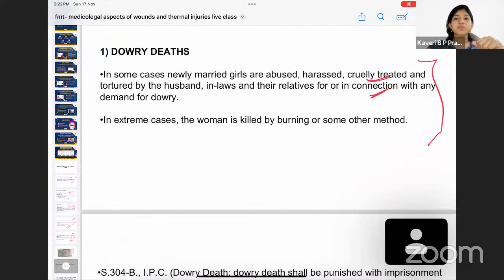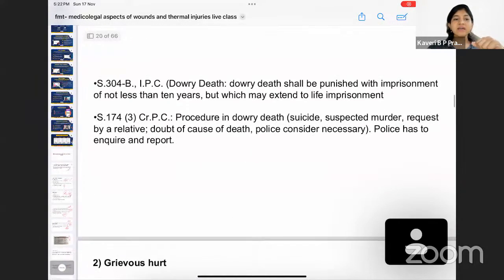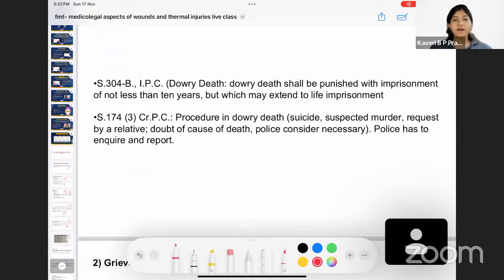Now, coming to the different sections that apply for dowry death, there is Section 304B of IPC, which says that dowry death shall be punished with imprisonment of not less than 10 years, but which may extend to life imprisonment. So, depending on how cruelly the lady was killed, the tenure can increase from 10 years up to life imprisonment. There is also one more section of CrPC that applies for dowry death.